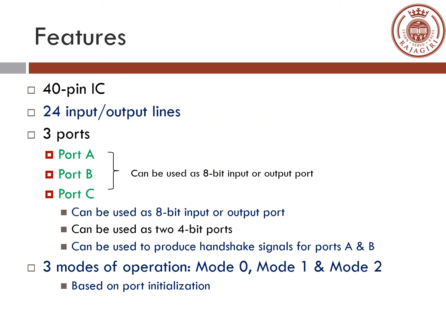As shown in the previous slide, the 8255A is a 40-pin IC. There are 24 pins dedicated for input-output ports, which are 3 8-bit ports A, B, and C. And port C can also be used as 8-bit input or output, or can be used as two 4-bit ports. It can also be used to produce handshake signals for ports A and B. So there are three modes of operation: mode 0, mode 1, and mode 2, which are based on the port initialization using the mode word.